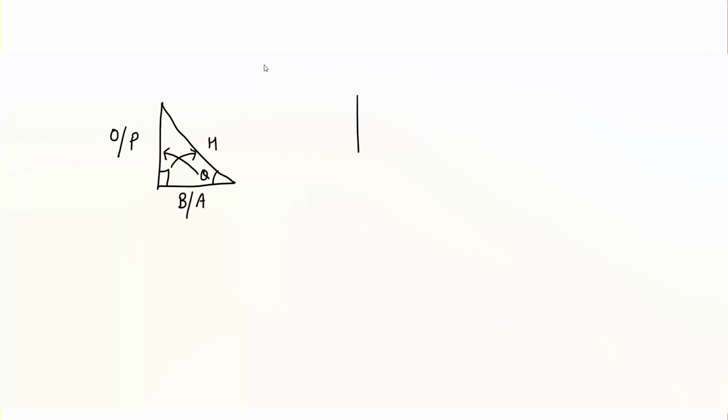Now I'll draw another right angle triangle. If I consider this angle as theta, the side in front of it will now become the opposite or perpendicular, and the side opposite the 90-degree angle is called the hypotenuse, and the side which is left is called the base or adjacent.